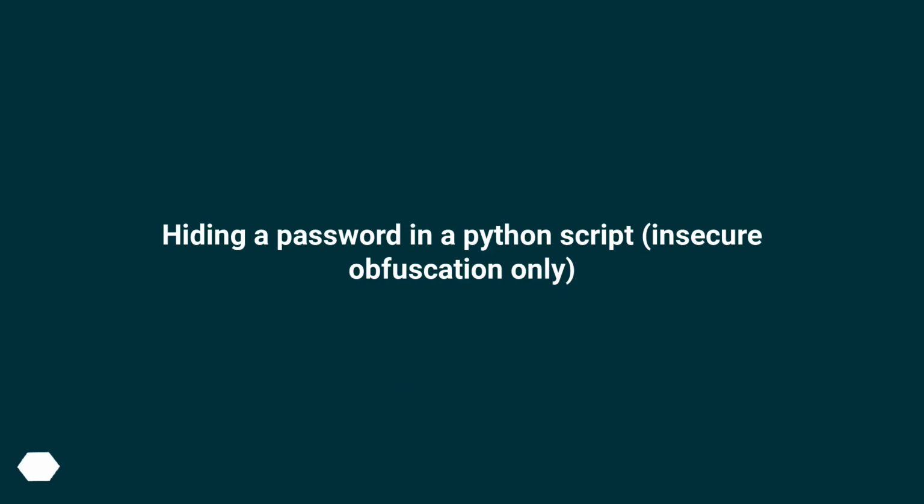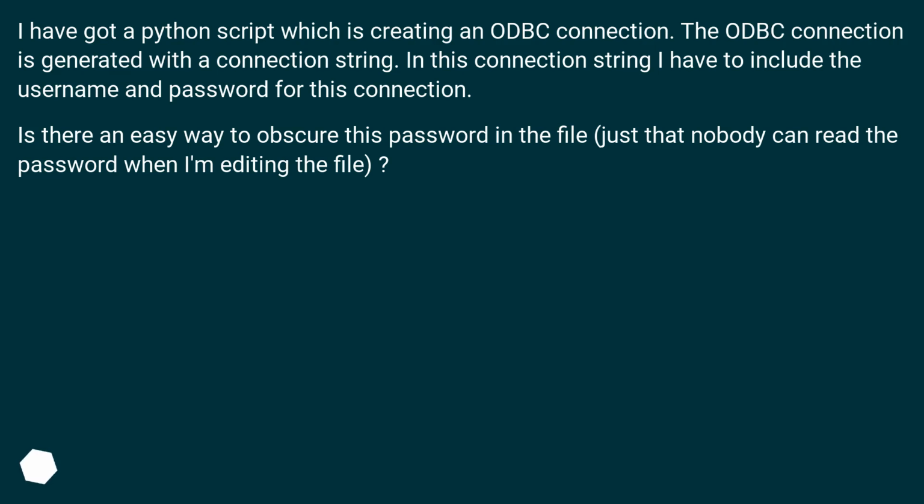Hiding a password in a Python script, insecure obfuscation only. I have got a Python script which is creating an obfuscation connection. The obfuscation connection is generated with a connection string. In this connection string I have to include the username and password for this connection. Is there an easy way to obscure this password in the file, just so that nobody can read the password when I'm editing the file?